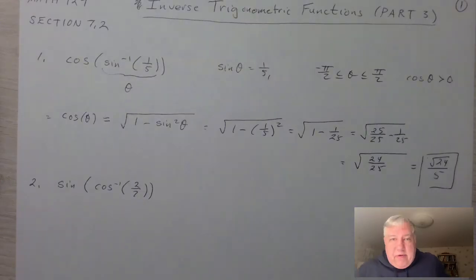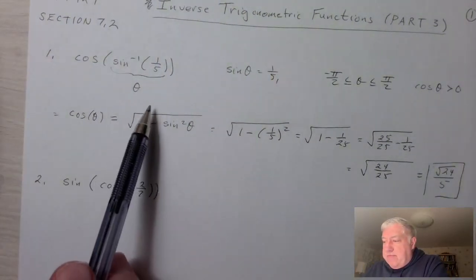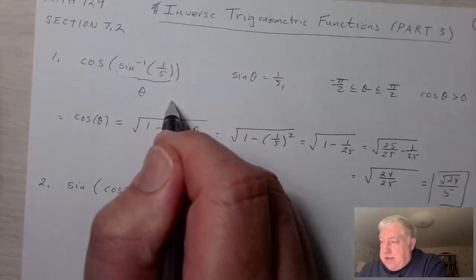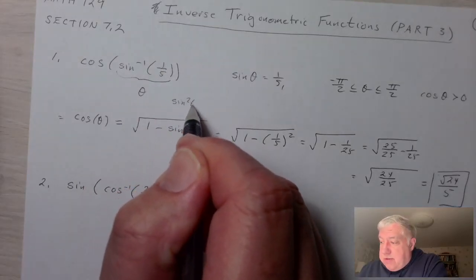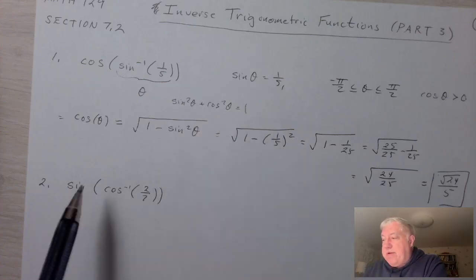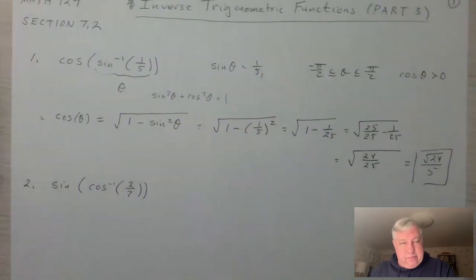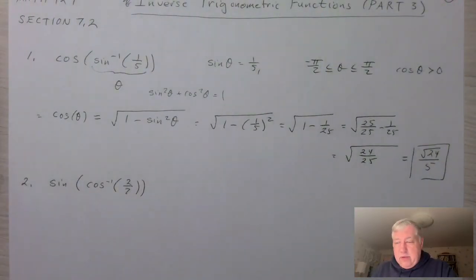If you don't like this much square roots, you can also just start with the fundamental identity. You can just say sine squared plus cosine squared of theta equals 1, and plug these values in and go from there. But you'll end up doing about the same amount of work. But that's how we do it.